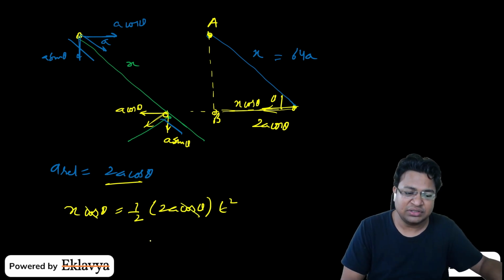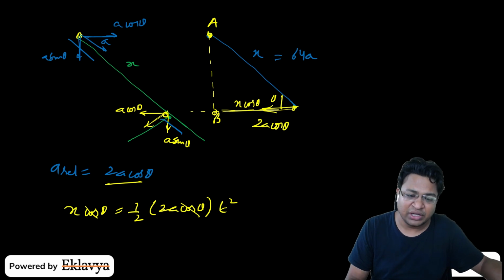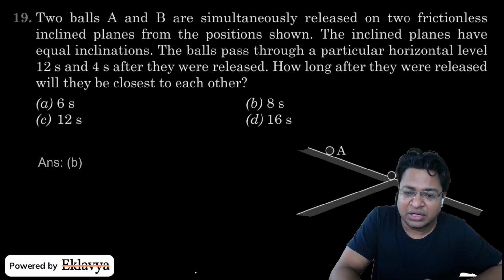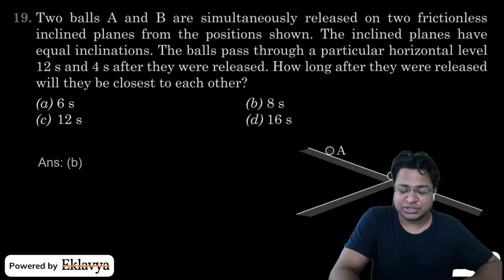Cos theta gets cancelled. Okay, x can be written as 64a, a also gets cancelled. So t square will become equal to 64, which means t will be equal to 8 seconds, which would be the answer. So the correct answer to this question is 8 seconds.